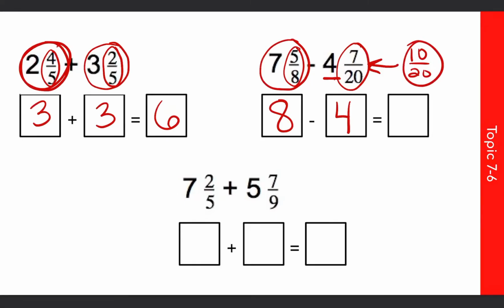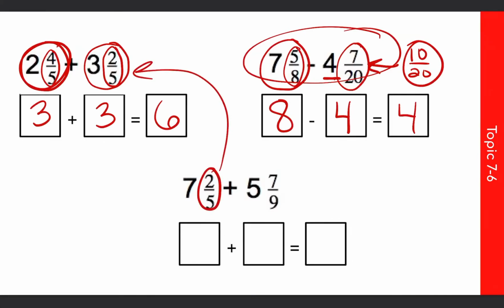So 8 minus 4, this problem is about 4. Do the last one by yourself. What do you get as your estimate? 7 and 2/5 plus 5 and 7/9. Well, 7 and 2/5, 2/5 again, is less than half, so we'll keep it at 7. 5 and 7/9, I would say 7/9 is greater than half, so I'd round it up to a 6. 7 plus 6 is about 13. So our estimate's around 13.